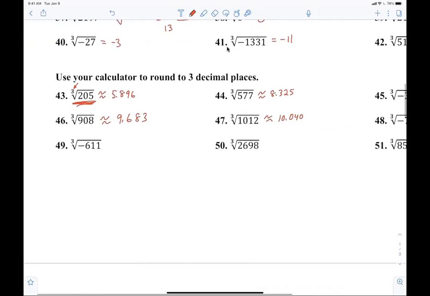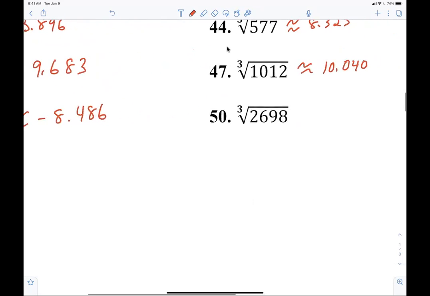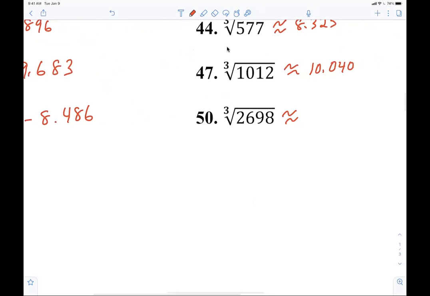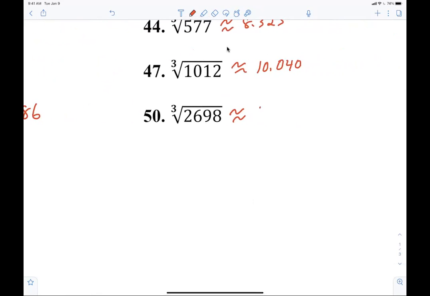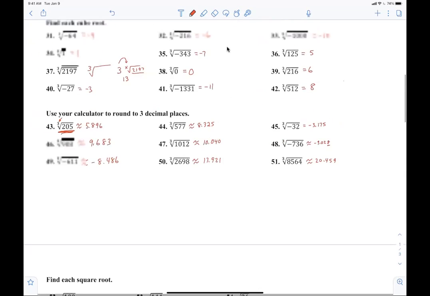All right, so 49, Sophia. I got negative 8.486. I'm happy with that. All right, Lila. 13.921. Everybody agree? All right, and 51. That's 20.459. Is everybody happy with that? Yeah, I'm totally happy with that.